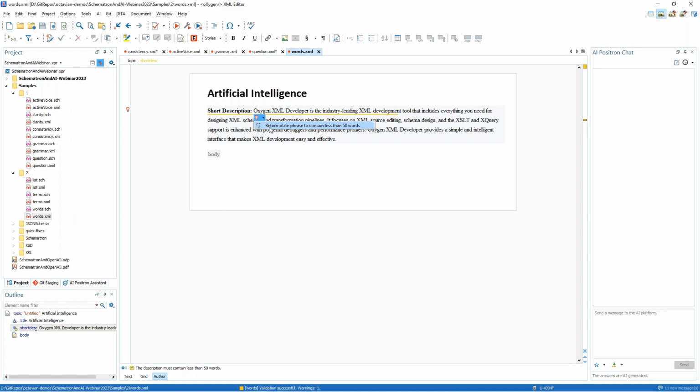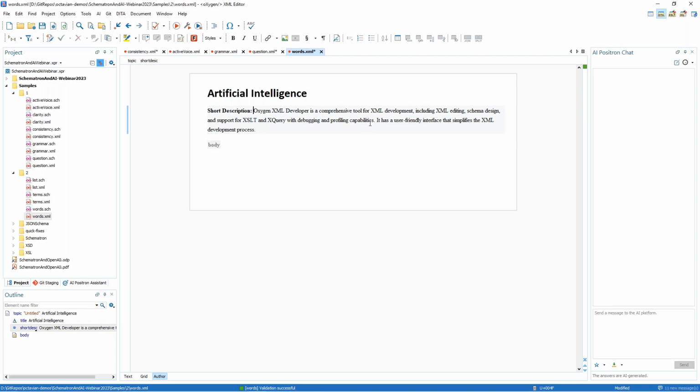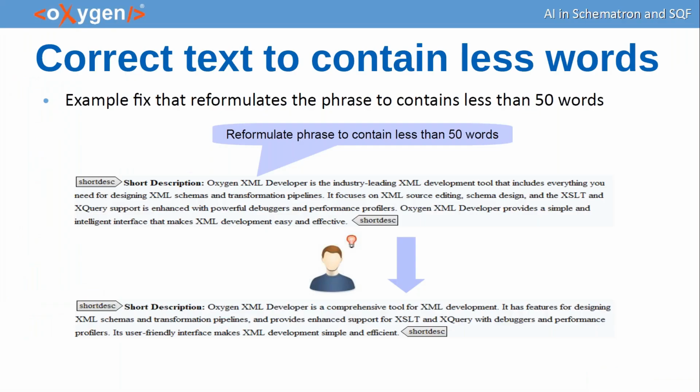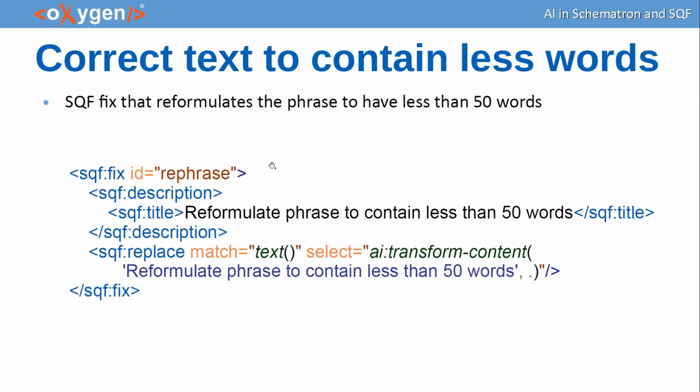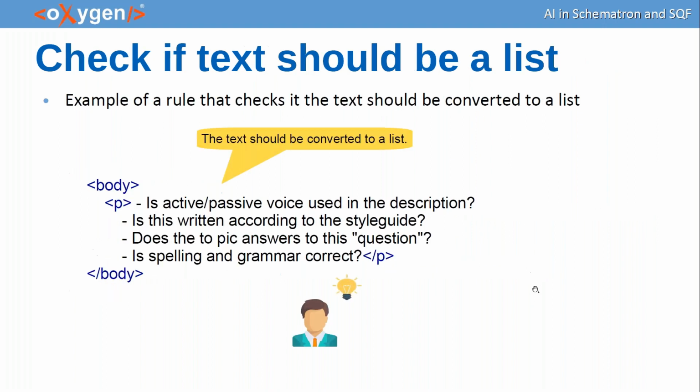And then I can also apply a fix, and I will say reformulate this to use 50 words, and automatically this is reformulated, keeps the content, removes some of the parts, and will get you to 50 words. Of course, you need to check if it's correct, but it helps you to do this automatically. And the fix in this case is just an SQF fix that uses the replace function, and the instruction here will be reformulate phrase to contain less than 50 words, and then pass the content that you need to reformulate.